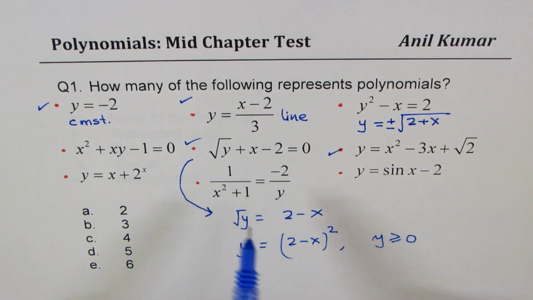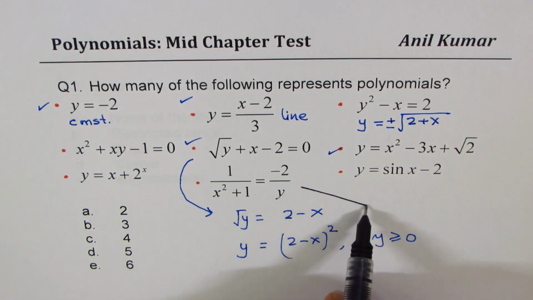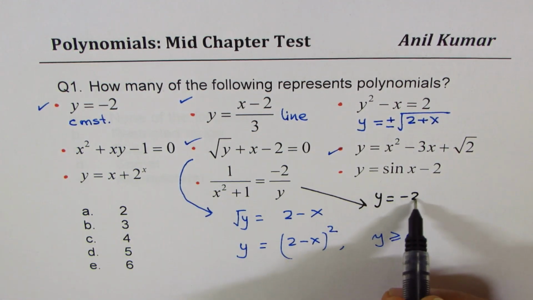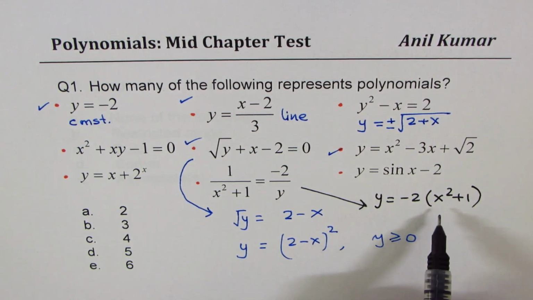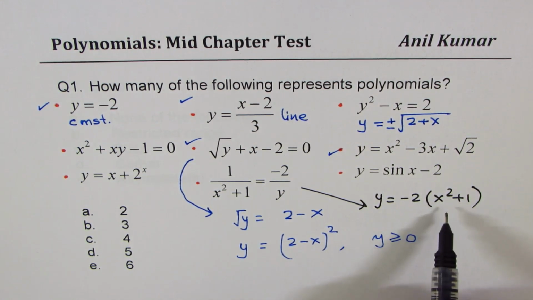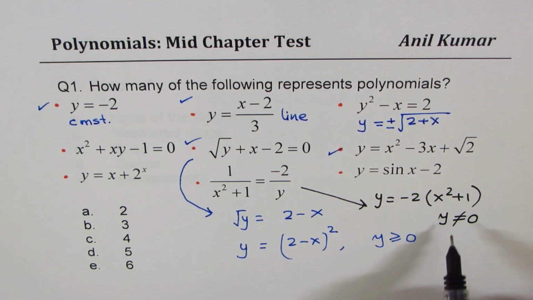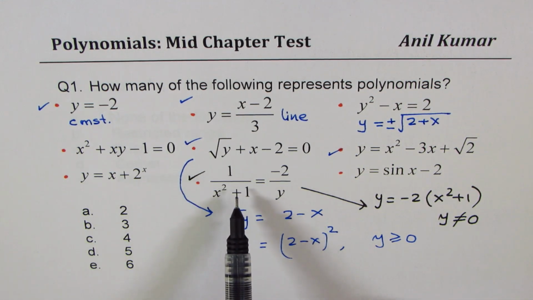Now in this particular case, let's look into another very interesting example, which is this one. If I cross multiply, I get y equals minus 2 times x squared plus 1. Now you can see clearly that it is a function, right? Of course, we're going to have y equals 0. So you could rearrange and check at times. Do you get the idea?